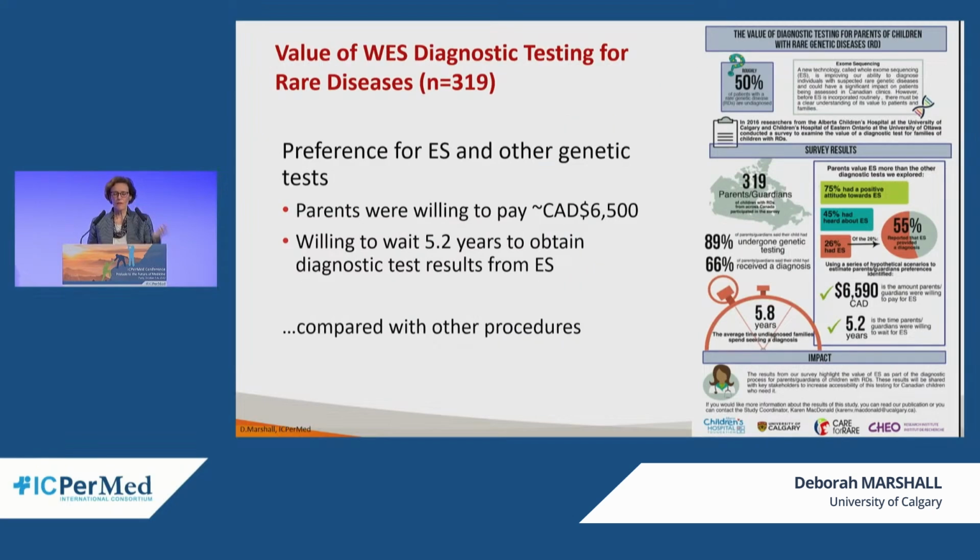And then the final thing we were able to discern from that study, we surveyed over 319 families. Parents were willing to pay about 3,500 euros. This is in Canadian dollars. I'm sure you don't know the conversion rates. It was about 3,500 euros to have exome sequencing or genetic tests.